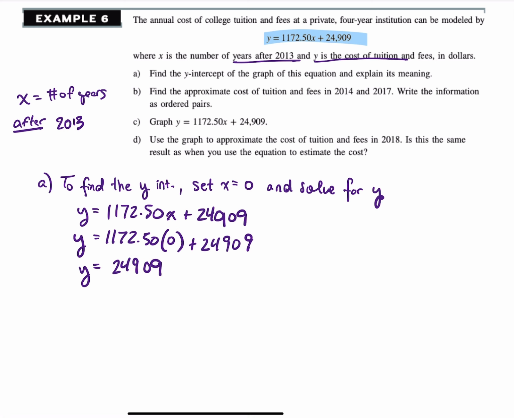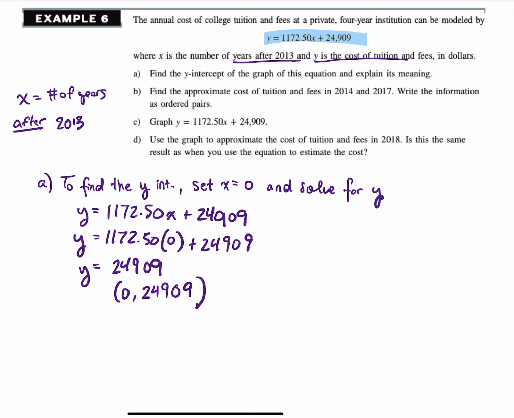So our y-intercept will be the point 0 was our x value, and then 24,909 was our y value. But what does this mean? This model or this equation represents something. We said it represented the cost of college, of tuition and fees, the annual cost, so for 1 year, where x was the number of years after 2013.